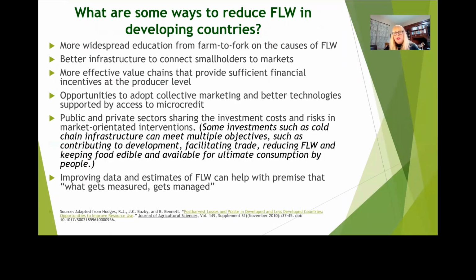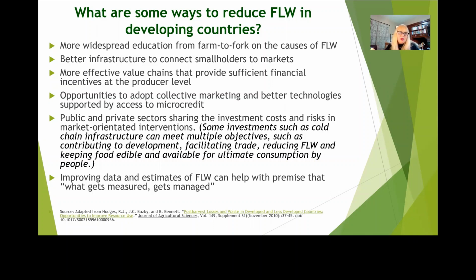I want to quickly end on some ways to reduce food loss and waste in developing countries. First of all, more widespread education from farm to fork on the causes of food loss and waste, so people know what they can do to reduce it. Better infrastructure to connect smallholders to markets is important, as well as more effective value chains that provide sufficient financial incentives at the producer level, and greater opportunities to adopt collective marketing and better technologies supported by access to microcredit. Also, public and private sectors can share the investment costs and risks in market-oriented interventions.